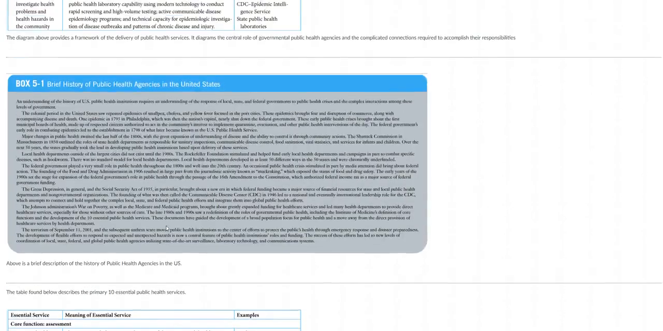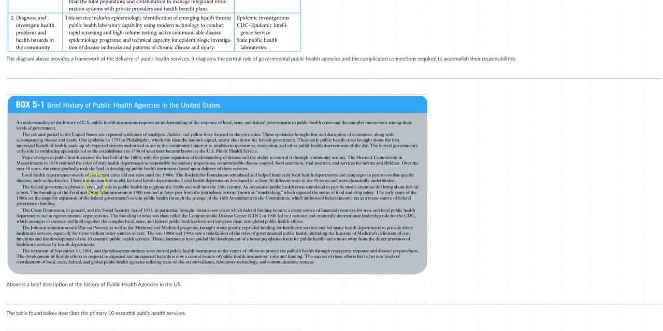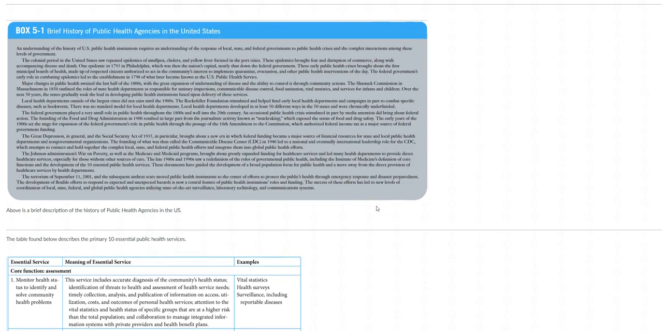Okay, so let me scroll back up. This is for Chapter 5 again. And then here is a brief history of public health agencies in the U.S. This is from our required textbook. You could read it from the textbook or just read it from here, whichever is easier for you.